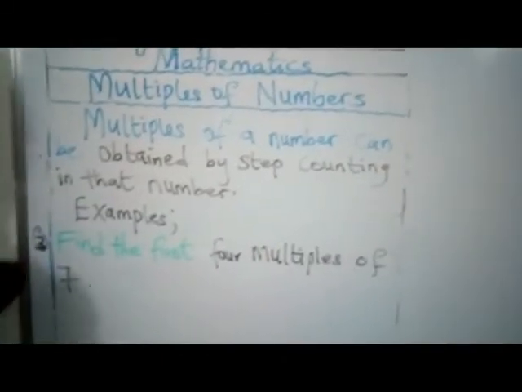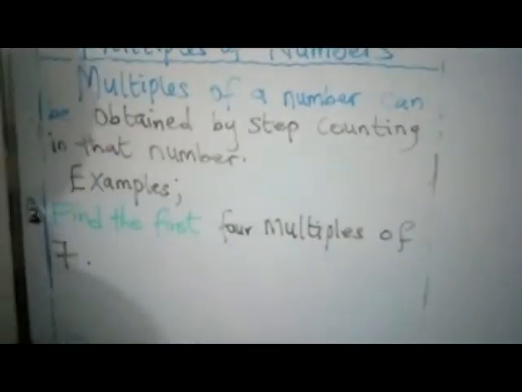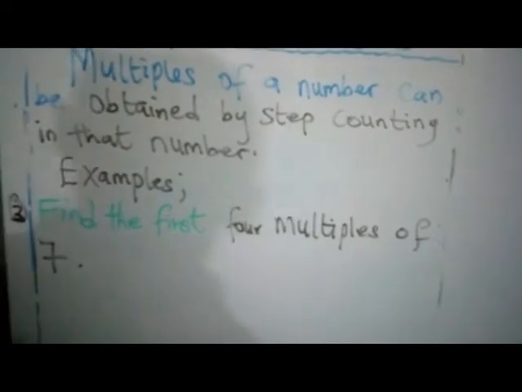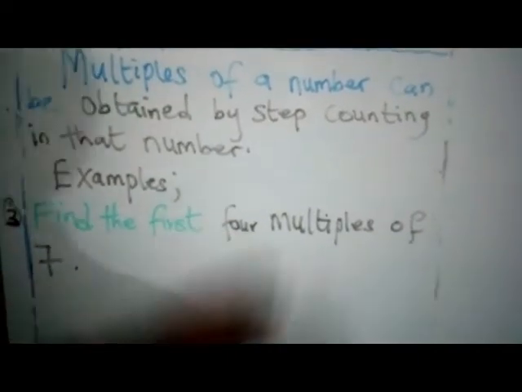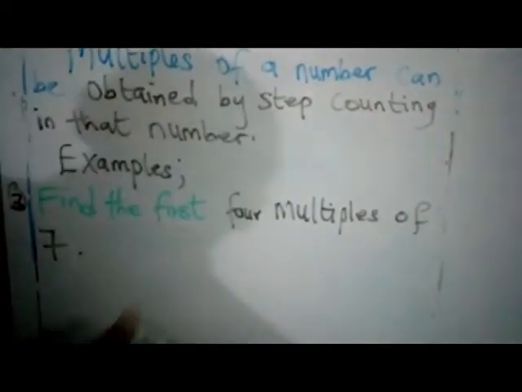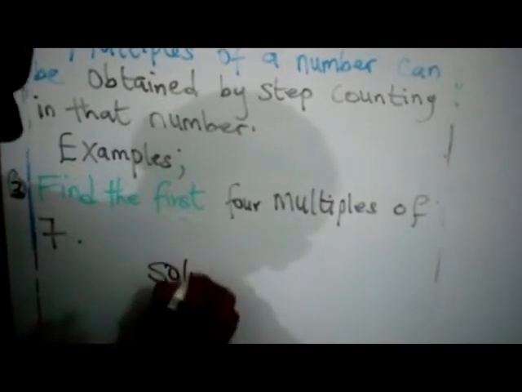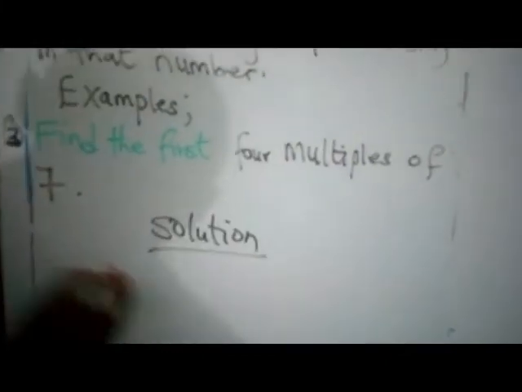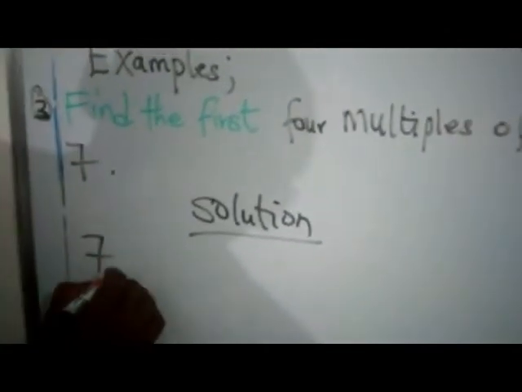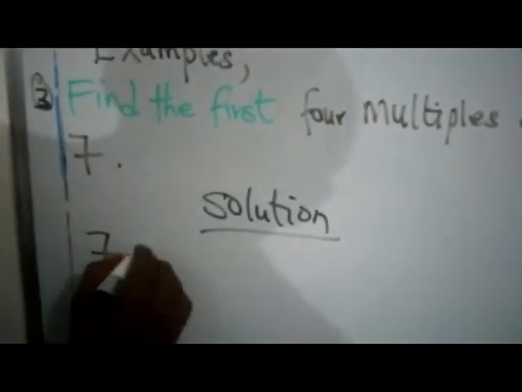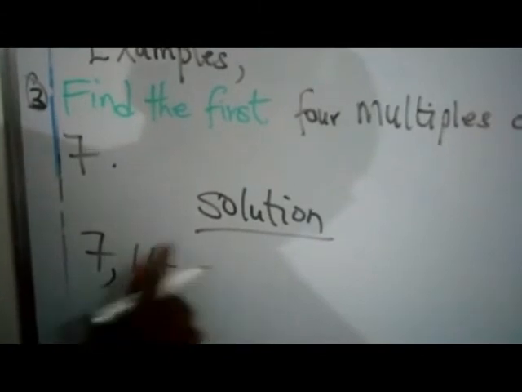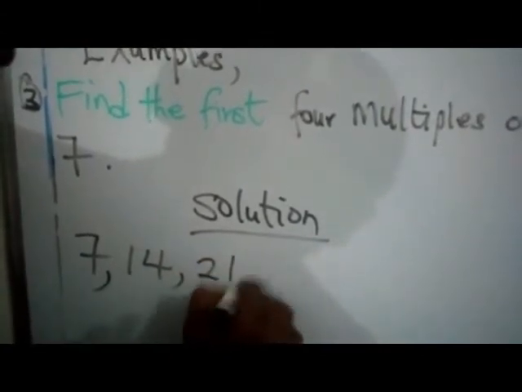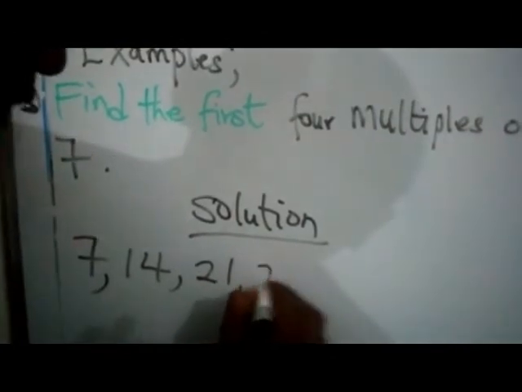Okay, the third example here says, find the first 4 multiples of 7. Remember, we are finding the first 4 multiples of 7, and I told you you can use multiplication or addition to get your multiples. Let's use addition. That's 7, the first one. The second one was 7 plus 7, that's what? 14. 7 plus 14, that will give us what? 21.